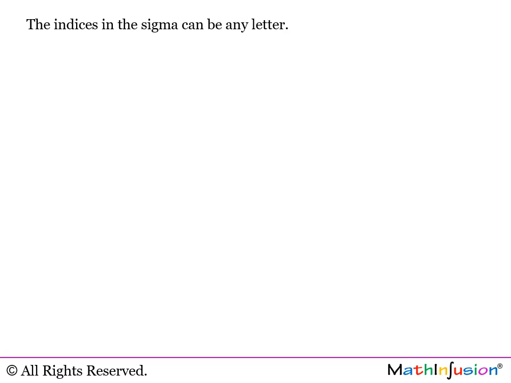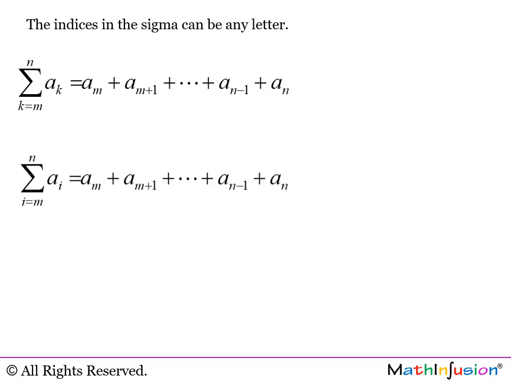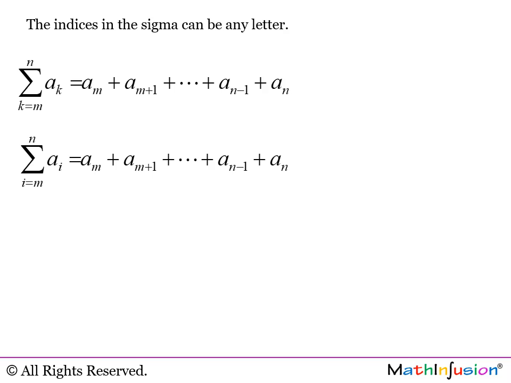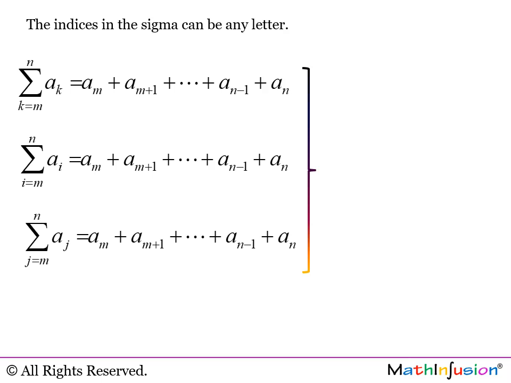The indices in the sigma can be any letter. Here we took the index to be k. But if k runs from m to n, if you look at the sum itself, you don't see the k anymore. It means that if I take the index to be i running from m to n, I'm going to get exactly the same summation. And also I will get the same summation if I take the index to be just j. We can conclude then that the index in the sigma can be any letter, because if you look at those three summations, they are exactly the same.